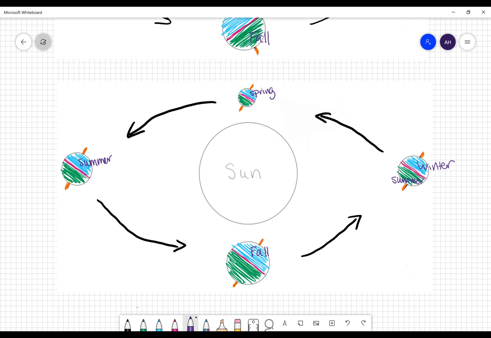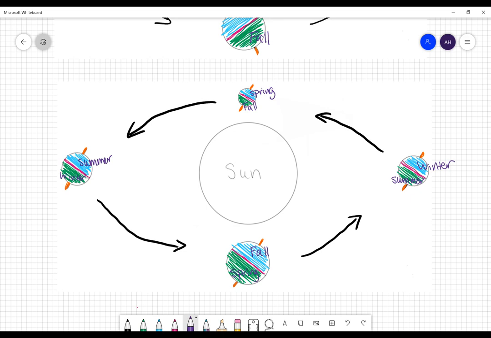And our next season after summer is fall. And our season after fall is winter. And we also know that this southern hemisphere on this side is tilted away from the sun, so you're getting less direct sunlight. So it's going to be a lot colder in the southern hemisphere right here. So that is our winter season.